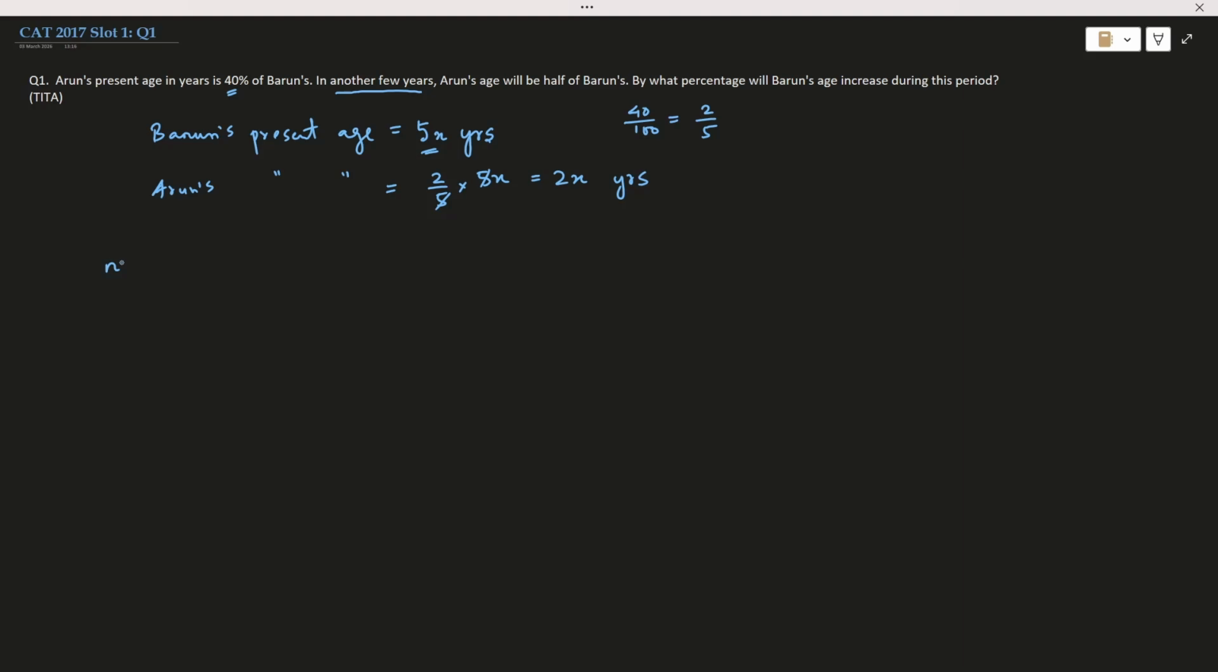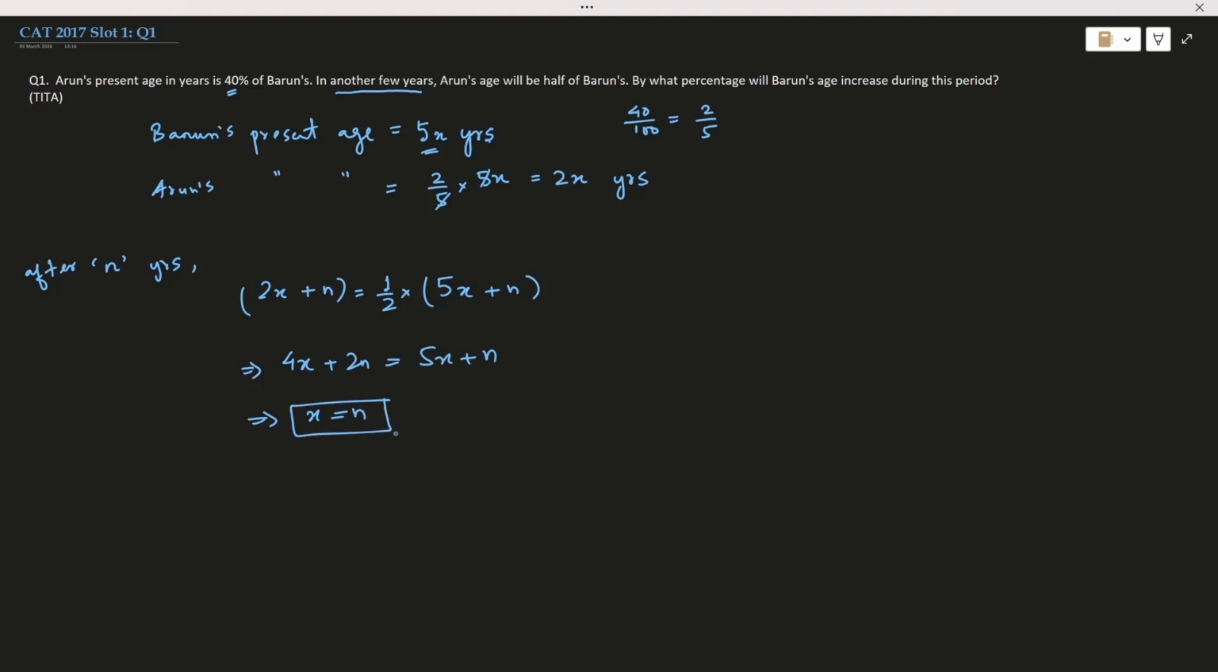So let us say after n years. After n years, Arun's age will be half of Barun's. So after n years, what will be Arun's age? 2x plus n. What will be Barun's age after n years? 5x plus n. And we are told that Arun's age will be half of Barun's age. So this will become 4x plus 2n equal to 5x plus n. So I can say x and n are equal.